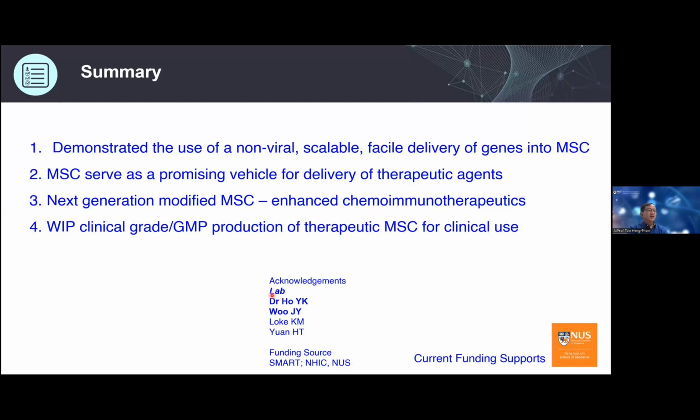Acknowledgement, these are the four that we have. And funding, this is an example of how a village came by to help what we do. And our medical school has been really, really supportive of what we do, and we're very grateful. Thank you.